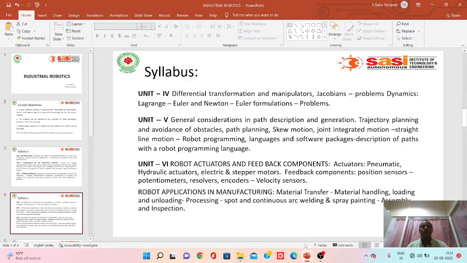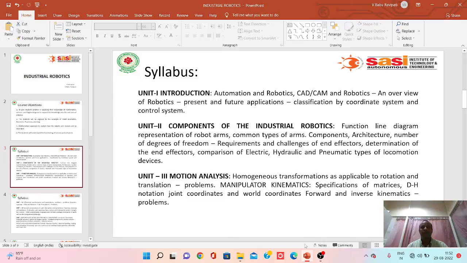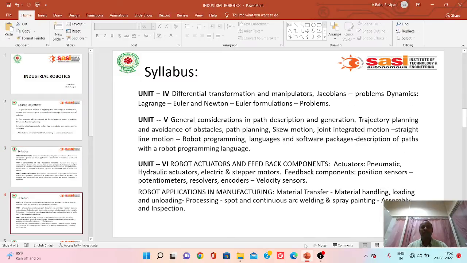And then we'll be knowing about the robot programming, the languages available and the software packages available, and how we are going to plan the path with the help of the robot programming. And then in the sixth unit, we'll be having the robot actuators and feedback components. So some small idea we gave in the second unit, and now we are having the detailed explanation about robot actuators and then sensors also. Feedback components are nothing but the sensors.